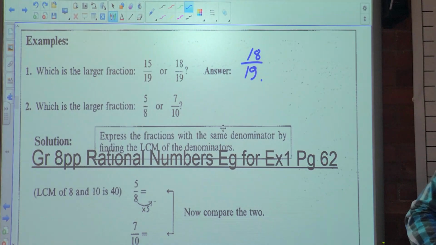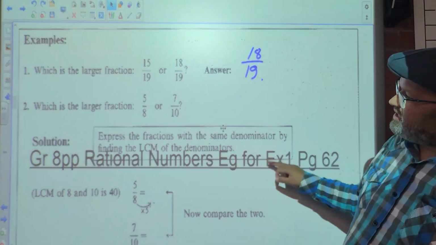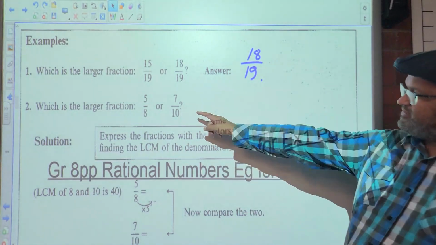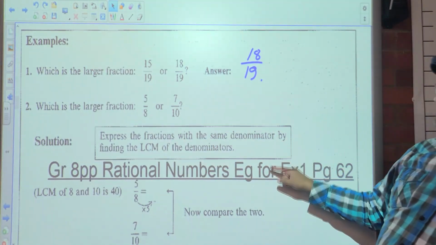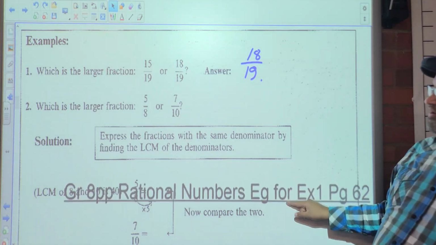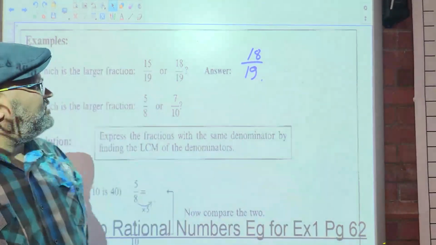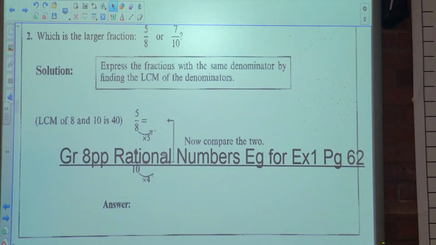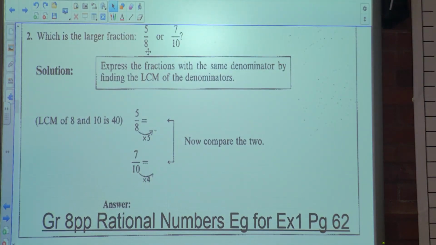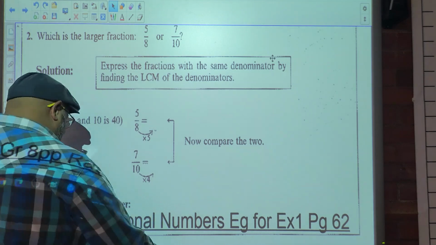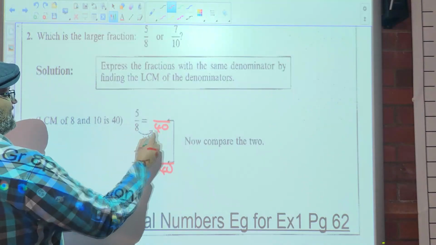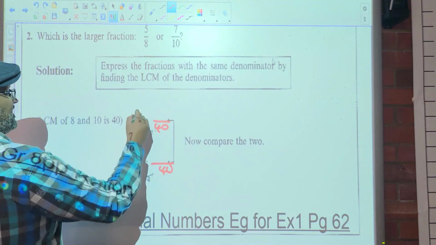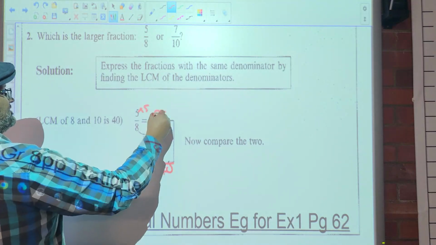Alright. Which fraction is the larger fraction? So what do we need to do first here? We need to express the fractions with the same denominators by finding the lowest common multiple of the denominators. So if you look at the numbers here, we got 8 and 10. So what's the LCM here? 40. Not so? So it's going to be 40 here. So it's going to be 40 as well. So 8 times 5 is 40. So 5 times what is? So 5 must be multiplied by 5 as well, which gives you 25.